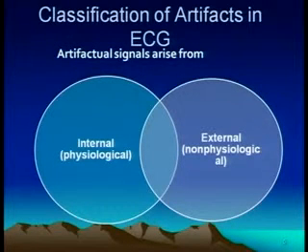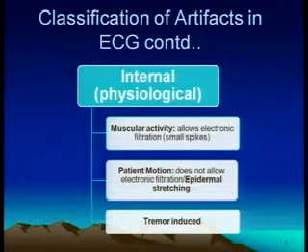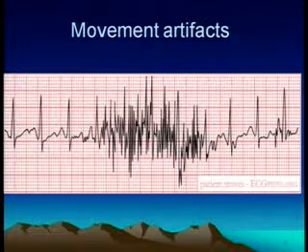Now, when we talk of artifacts in ECG, they are classified as arising from internal or external sources: internal, which is physiological, and external, which are non-physiological. Let's see the internal, physiological artifacts. They could be due to muscular activity, which does allow electronic filtration. There are small spikes, we will see the ECGs. Then it could be due to patient's motion, which does not allow electronic filtration, especially epidermal stretching, which will produce this type of tracing. And of course, tremor induced, especially in patients having tremors for whatever reasons, you will have those artifacts.